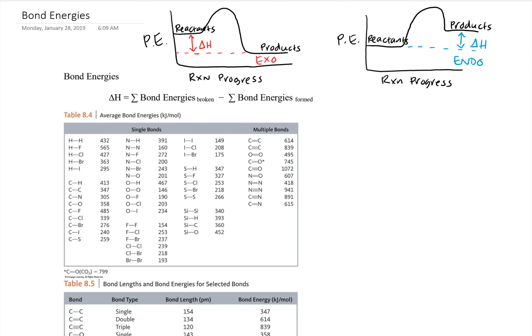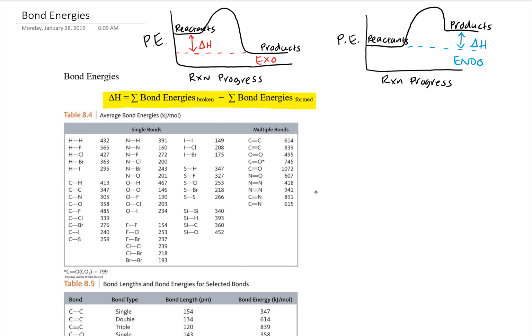Okay, we're going to learn how to calculate delta H, which is the change in enthalpy, using this new equation. Delta H is equal to the sum of bond energies broken minus the sum of bond energies formed. This symbol is sigma, which means sum. So first of all, before I do some examples, I want to give you a little bit of background as to why we're doing broken minus formed.